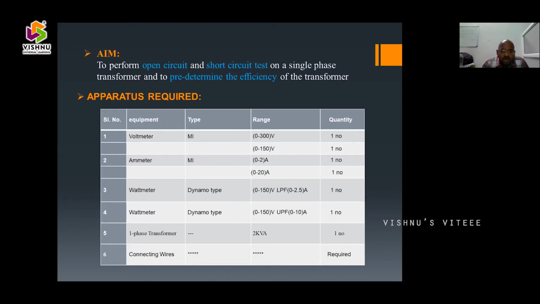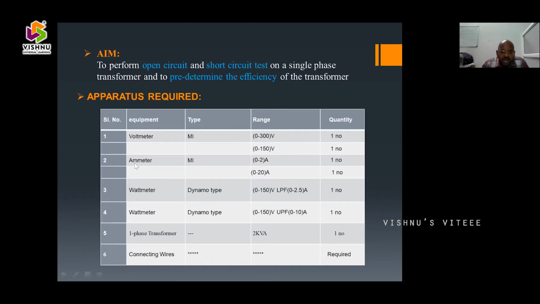Here the type of the meter is mentioned as MI. MI means moving iron voltmeter, because we are operating the transformer under AC supply. That's why a moving iron voltmeter is preferred for measuring AC quantities. The range of the voltmeter is 0 to 300 volts. Here two meters are mentioned. The first meter is 0 to 300 volts for the open circuit test, and 0 to 150 volts for the short circuit test.